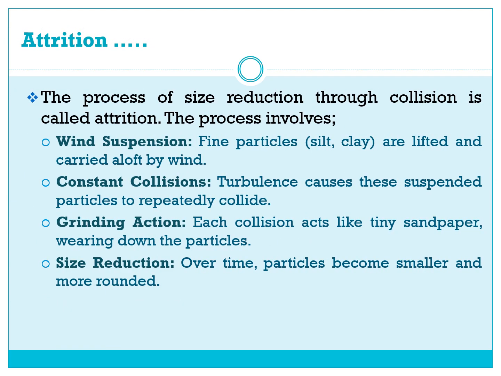Attrition. The process of size reduction through collision is called attrition. The process involves wind suspension. Fine particles like silt and clay are lifted and carried aloft by the wind. Constant collision turbulence causes these suspended particles to repeatedly collide among themselves. Grinding action. Each collision acts like tiny sandpaper wearing down the particles. Size reduction. Over time, particles become smaller and smaller and more rounded.